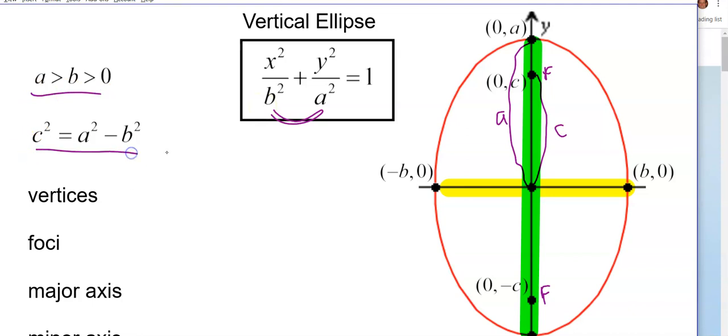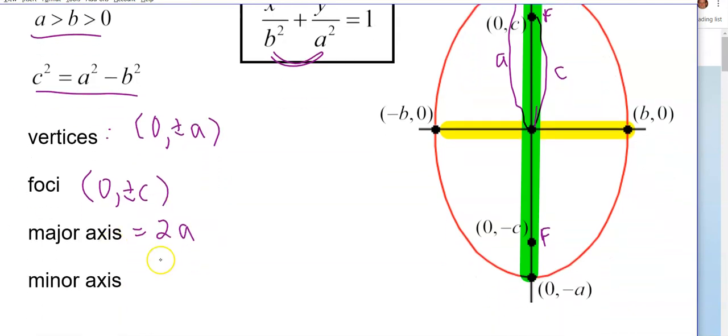These formulas are exactly the same, they didn't change. Vertices will change for sure. So the foci are going to be 0, comma, plus or minus c. So again, go up c and down c to get to those focus points. The vertices would be 0, comma, plus or minus a. And the major axis still is 2a, even though now it's up and down, it's still the same formula, and the minor axis is 2b.